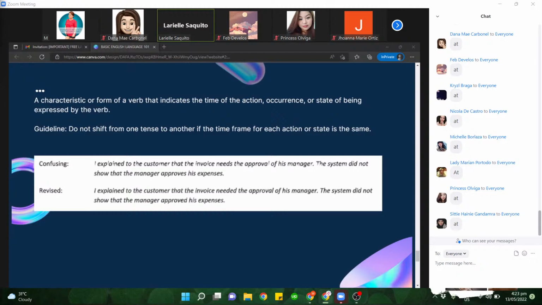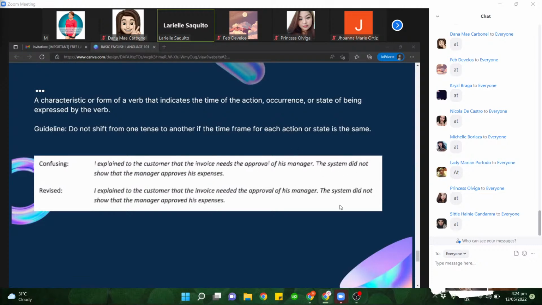Because if we do, that's going to be very confusing, not just for you, but for the receiver as well. But of course, it's not always going to be that particular scenario. Just like the example that we've had here, all these scenarios have already happened. We have here the verb explained, and we also have the verb needs. Since they have already happened in the past, it should be, I explained to the customer that the invoice needed the approval of his manager.